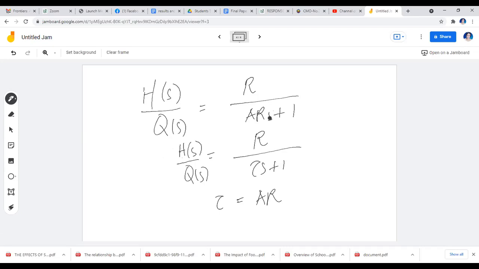So your R is said to be the steady state gain for this system, the ultimate value of the change in the level of the liquid when your system is subjected to a unit step change in the input, which is your Q of T. Any question? Okay, if there's none, we'll go back to our slide.